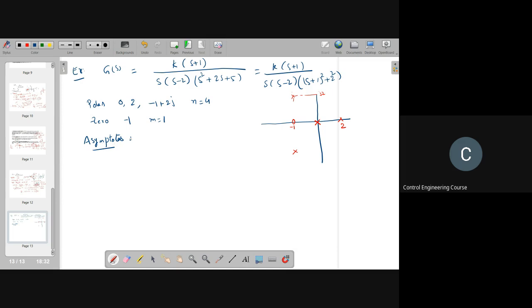How many asymptotes are there? Just one. Number of asymptotes is n minus m, which is 3.